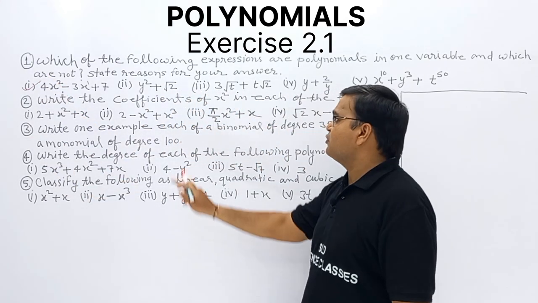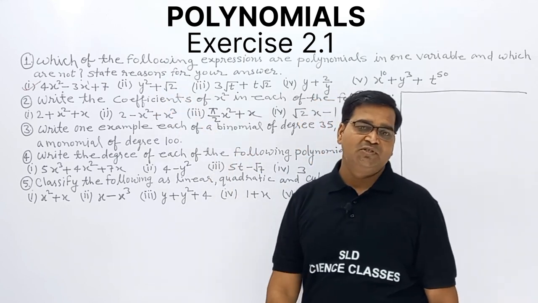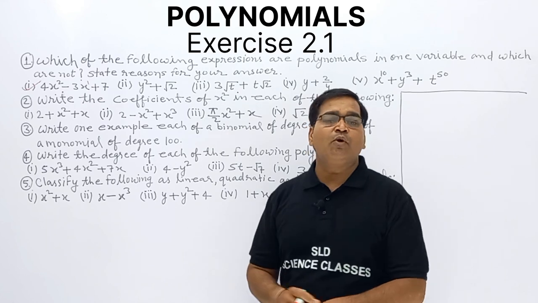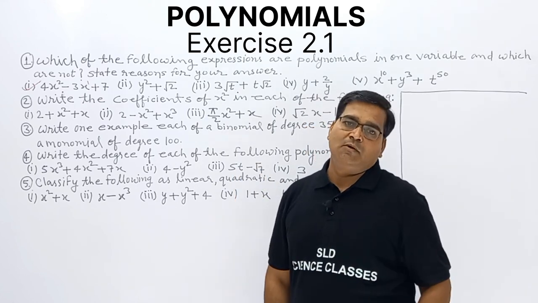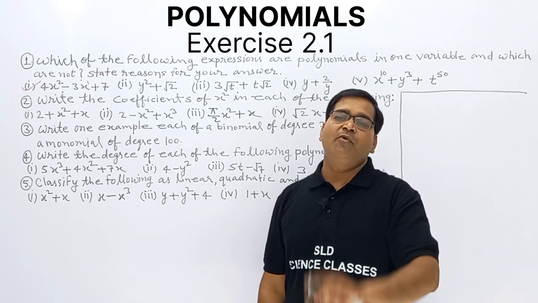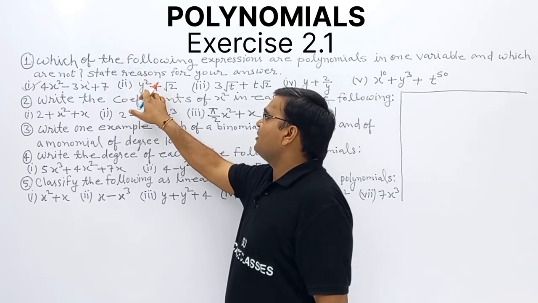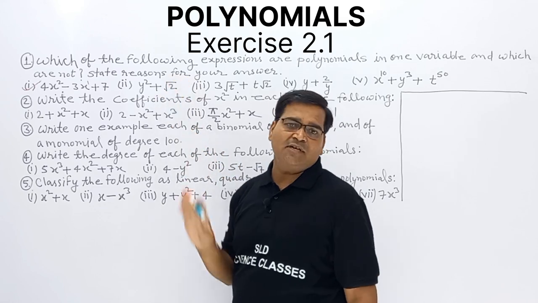Now I am taking the next one: y square plus square root of 2. Is this a polynomial or not? Is it satisfying the condition or not? The power of a variable should be a whole number. Here y is a variable and its power is 2, which is a whole number. Root 2 is a constant term.